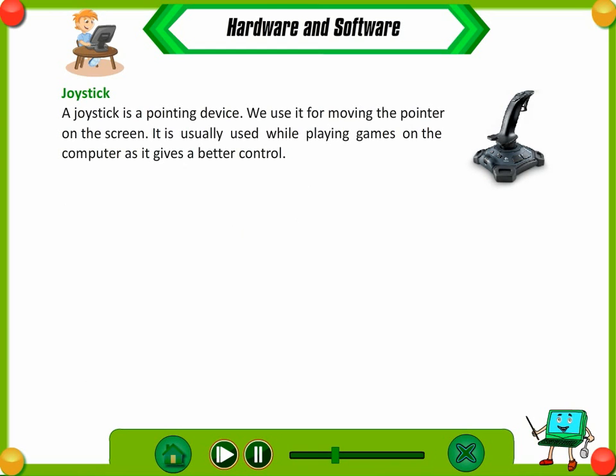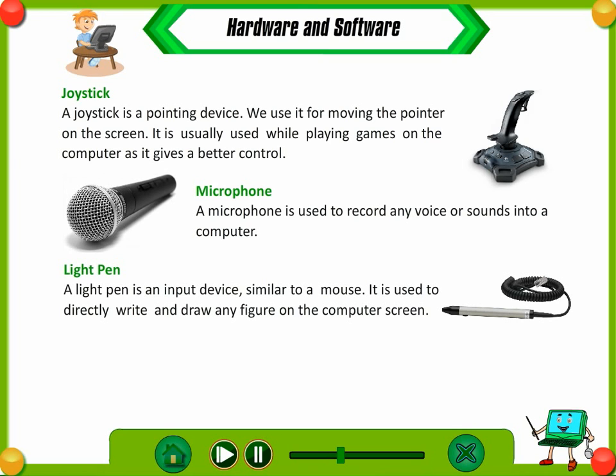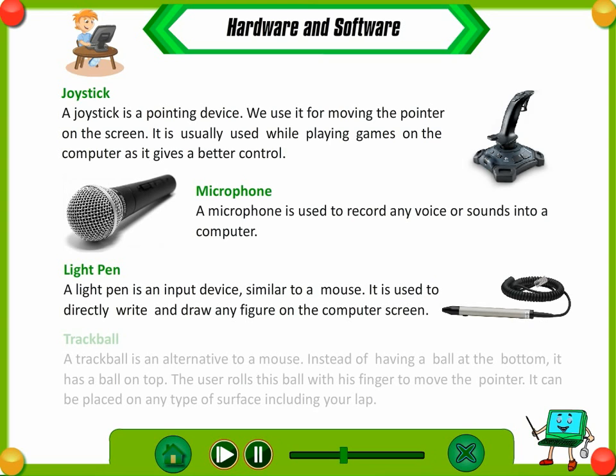Joystick. A joystick is a pointing device. We use it for moving the pointer on the screen. It is usually used while playing games on the computer as it gives better control. Microphone. A microphone is used to record any voice or sounds into a computer. Light pen. A light pen is an input device similar to a mouse. It is used to directly write and draw any figure on the computer screen.